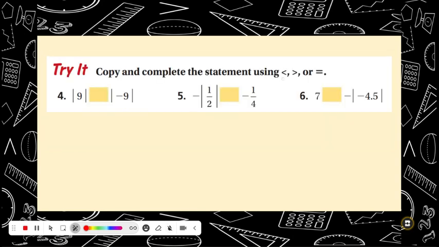Okay, so use less than, greater than, or equal to. So the absolute value of 9 is 9 compared to the absolute value of -9, which is also 9. So your answer for this one is equal to.